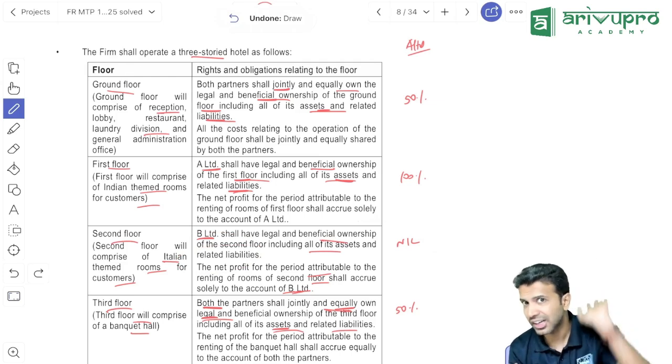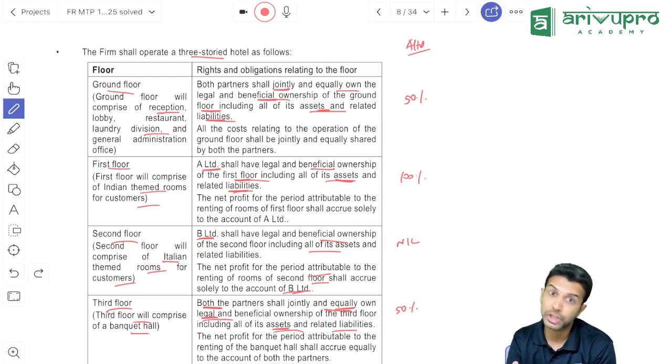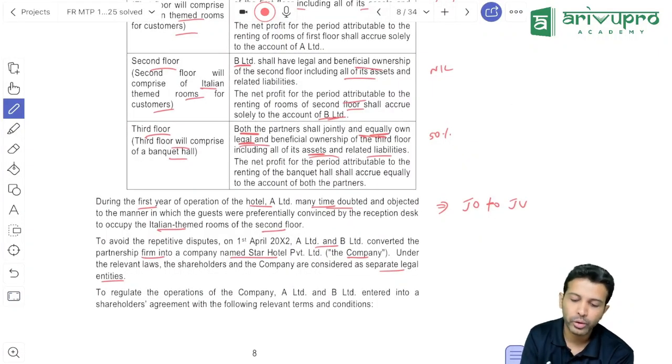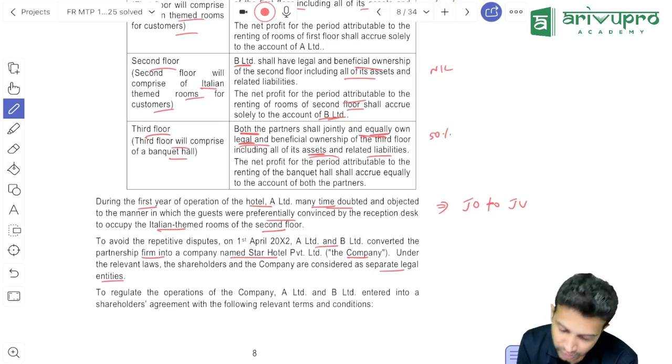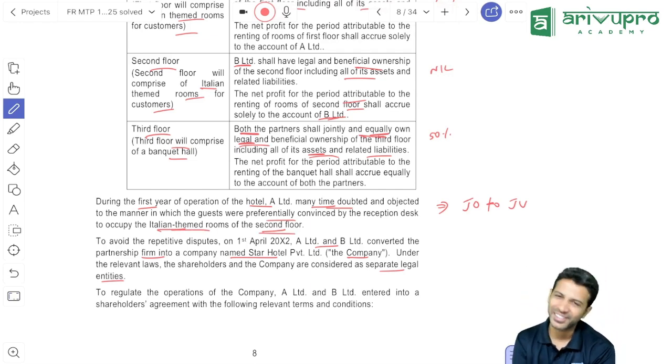Initially, when they entered into a partnership agreement, this was the drama. So we got to know that in the first year it is a JO. During the first year of operation, A many times doubted and objected to the manner in which guests were preferentially convinced by the reception desk to occupy the Italian themed room of the second floor. So now the fight started.